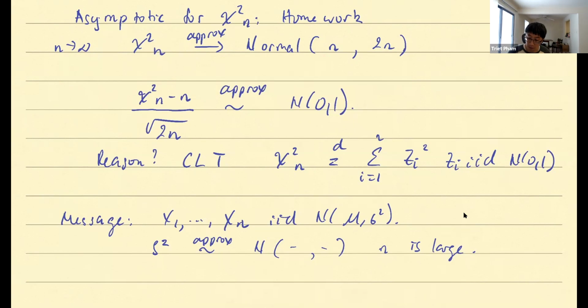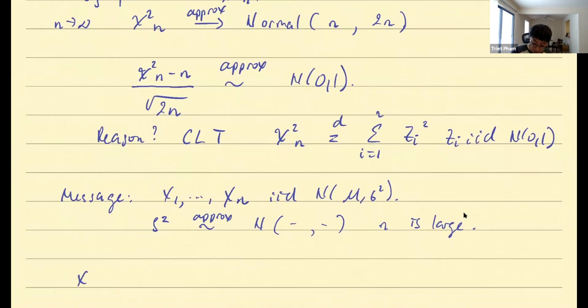But you're like, this is a redundant result because I already know the exact result for s² for any n. I know chi-square. This is cool, but I don't need it. That's correct. Where do you need something like this? You need something like this when you don't have a normal assumption.